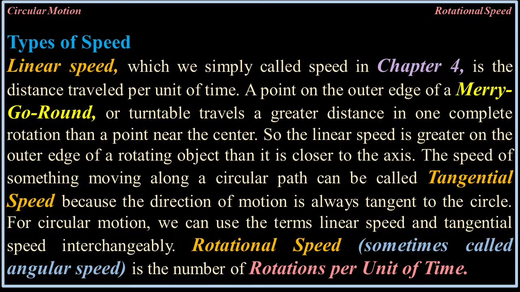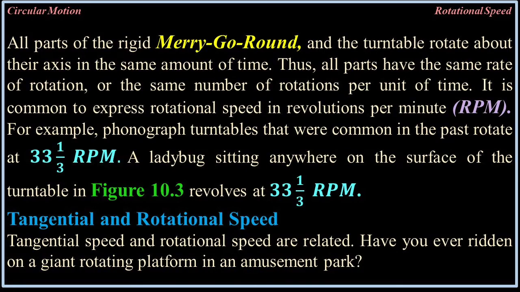The speed of something moving along a circular path can be called tangential speed because the direction of motion is always tangent to the circle. For circular motion, we can use the terms linear speed and tangential speed interchangeably. Rotational speed, sometimes called angular speed, is the number of rotations per unit of time.